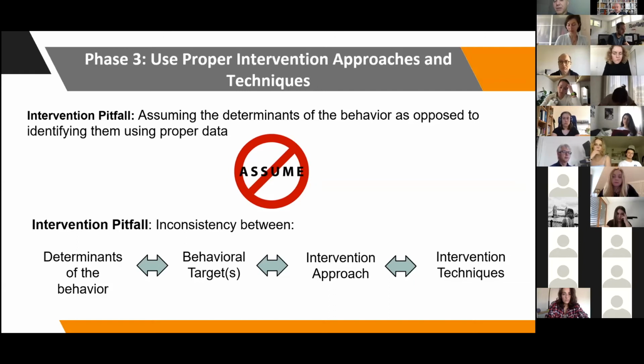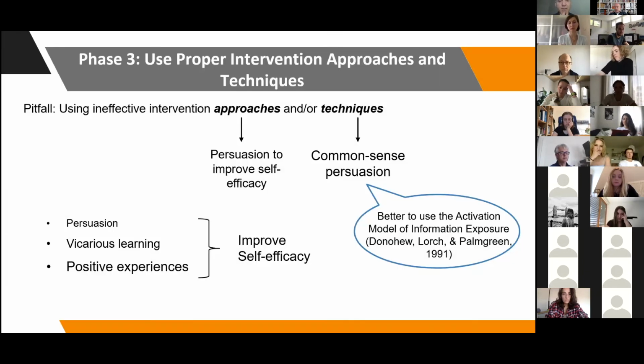And I think being consistent when it comes to behavioral change is another pitfall. Some people target a behavior, but the intervention approach is not appropriate. So what else do I have here? I think that I already have talked about it.